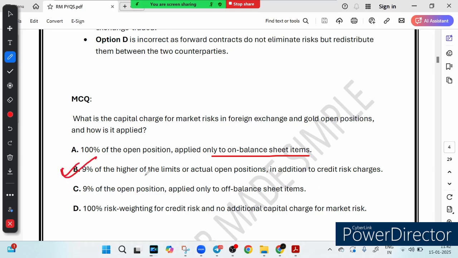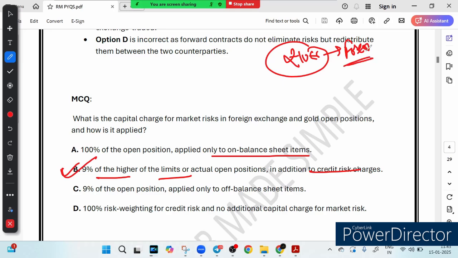That is, the capital charge for market risk in foreign exchange and gold open position is calculated at 9% of the higher of the two values, either the set limit or the actual open position. For example, let's say a bank has a limit of 10 crore for forex, but their actual open position is 12 crore. This 12 crore is the actual open position, right?